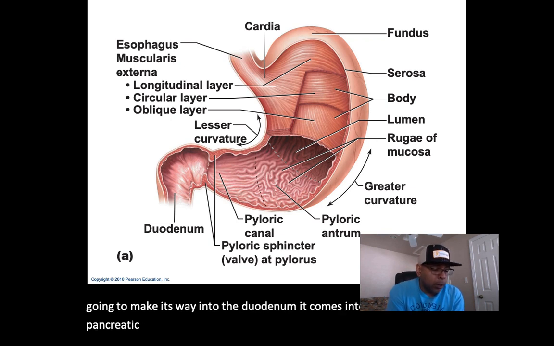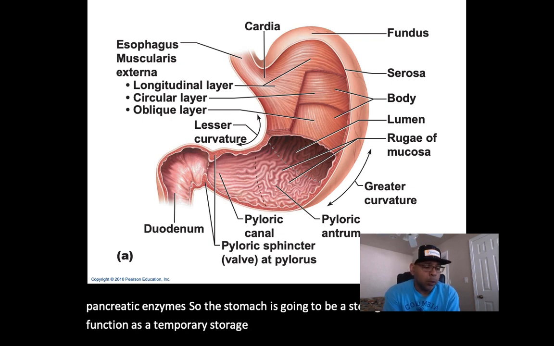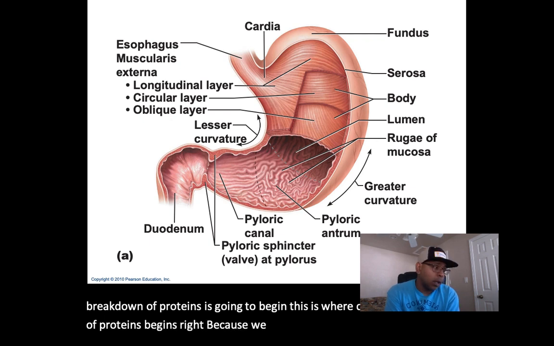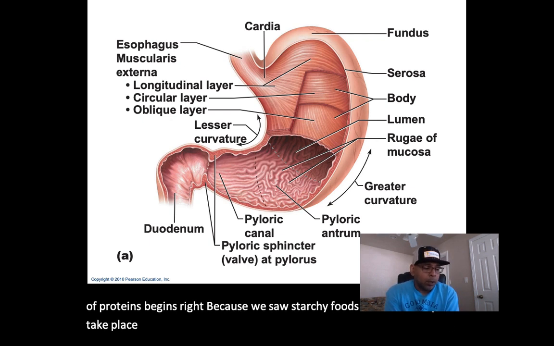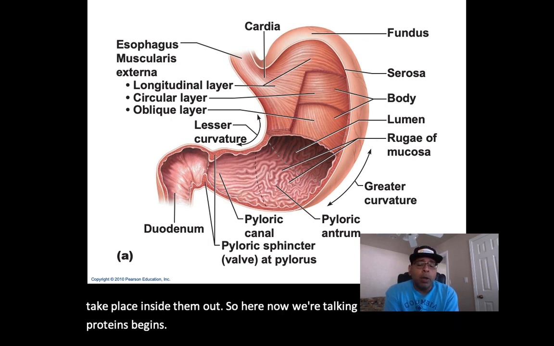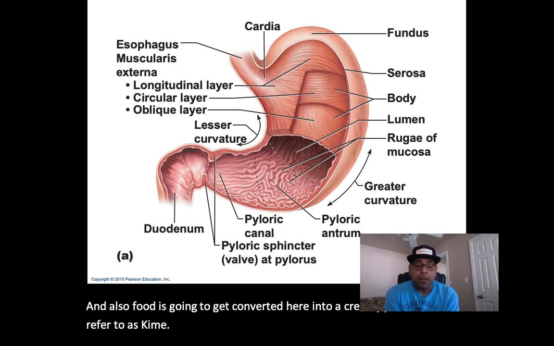So the stomach is going to be a storage tank. Its function is the temporary storage tank. And this is where chemical breakdown of proteins begins, because we saw starchy foods and lipids take place inside the mouth. So here now, we're talking about breakdown of proteins beginning, and also food is going to get converted here into a creamy paste that we refer to as chyme.